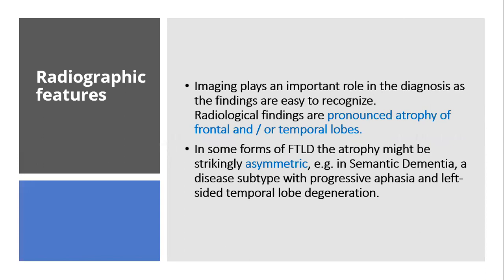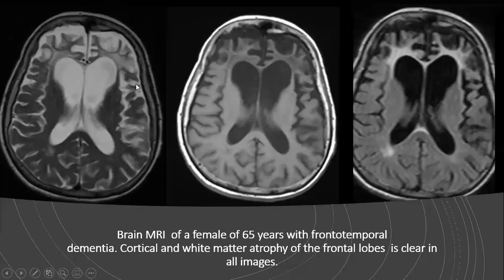Radiographic features in frontotemporal dementia: imaging plays an important role in the diagnosis as the findings are easy to recognize. Radiological findings are pronounced atrophy of frontal and/or temporal lobes. In some forms of frontotemporal lobe dementia, the atrophy might be strikingly asymmetric. Example, in semantic dementia, a disease subtype with progressive aphasia and left-sided temporal lobe degeneration. Here we have a brain MRI of a female 65 years old with frontotemporal dementia. As we see, cortical and white matter atrophy of the frontal lobes is clear in all images.